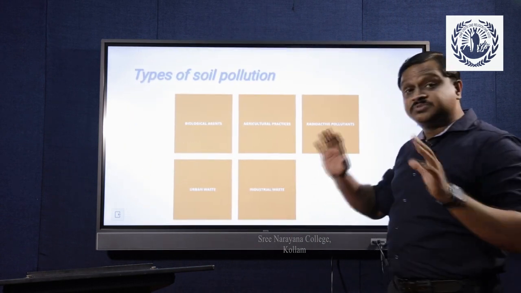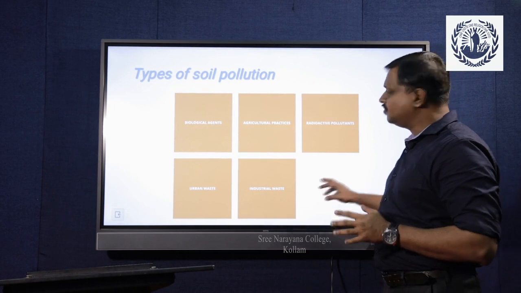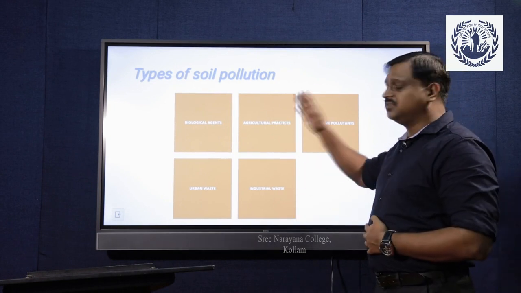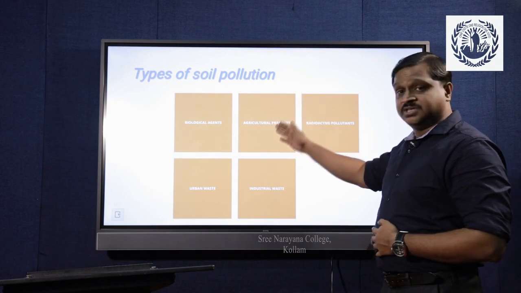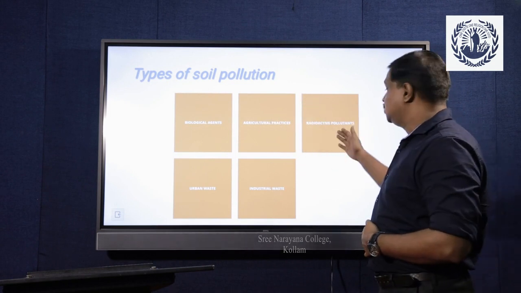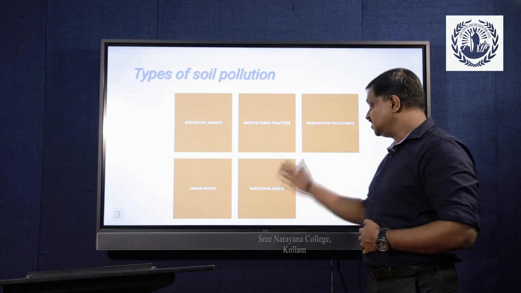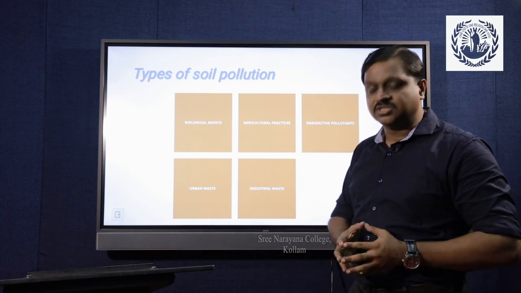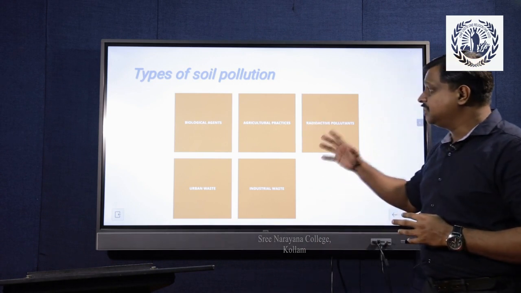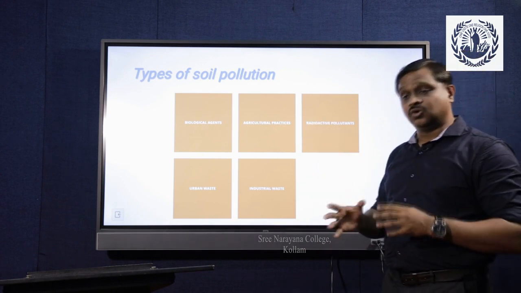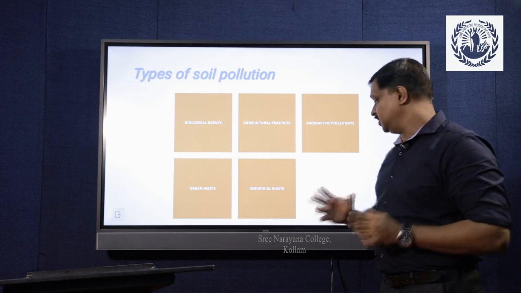Now let us see what the types of soil pollution are. Already we have discussed that the presence of some types of particulate matter and biological agents, especially agriculture practices, radioactive pollutants, urban waste, and industrial waste, can decline the quality of the soil. These are the important agents that can decline the quality of the soil.